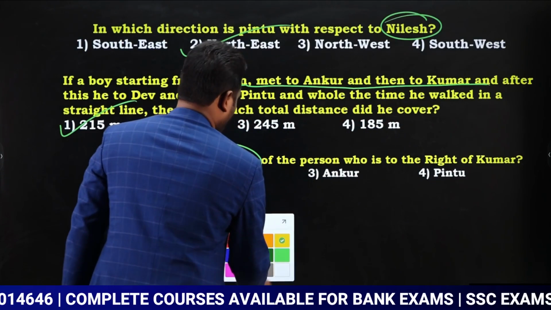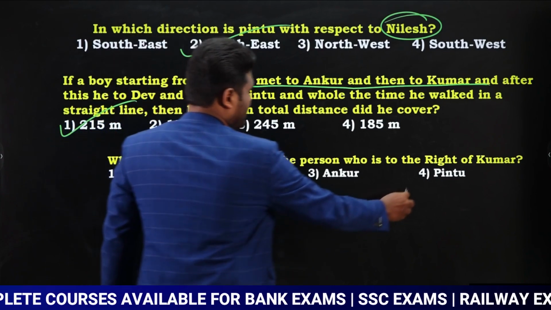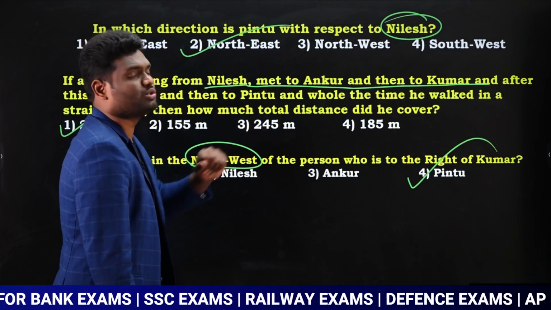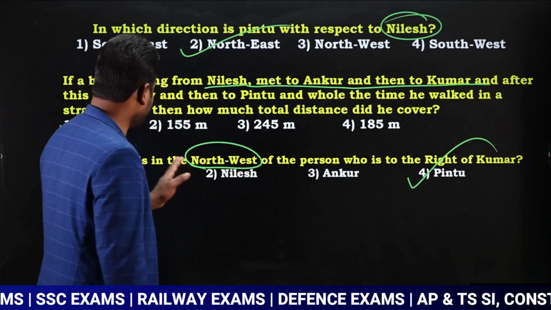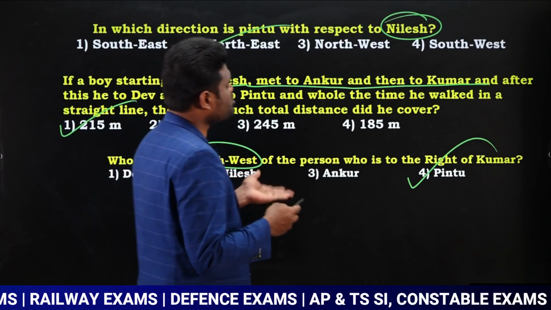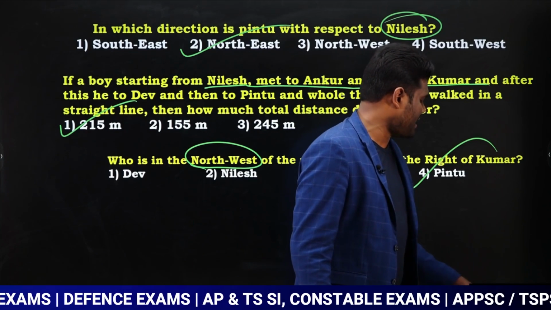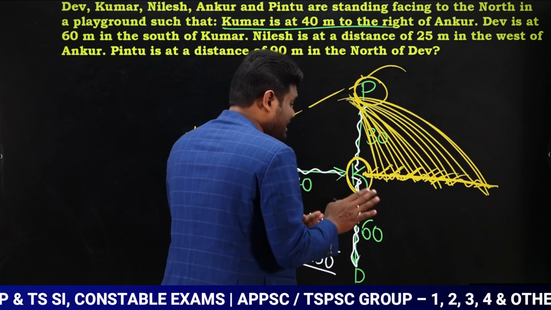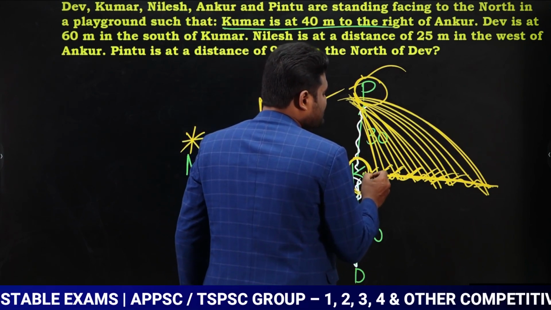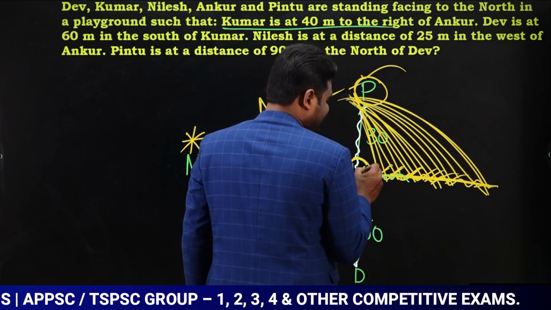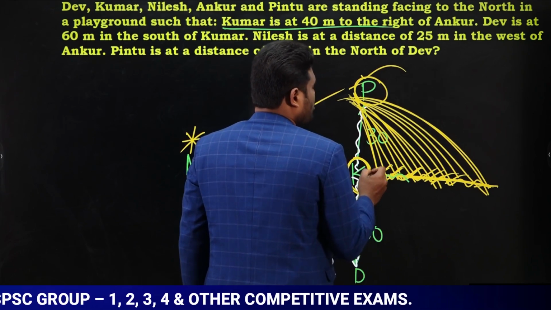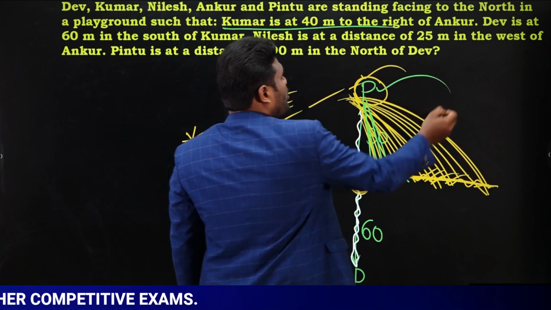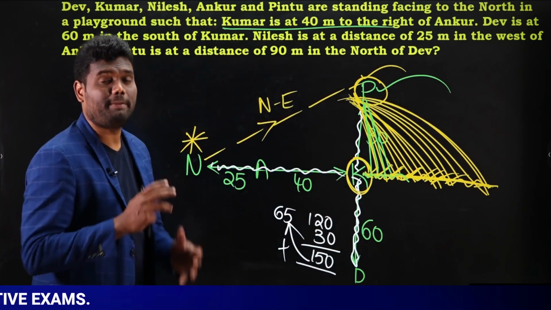Yes or no? So we can say the answer for this question is going to be Pinto. Is that clear? And don't select "no one." According to the question, it is said: who is in the northwest of the person who sits to the right of Kumar. Whether the person is sitting to the right of Kumar or not, it's a secondary thing. But according to the question, if someone is sitting to the right of Kumar, for them, whoever is in the northwest will obviously be Pinto. So we can say the answer for this question is going to be Pinto.